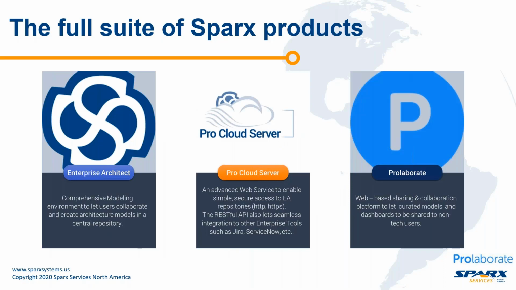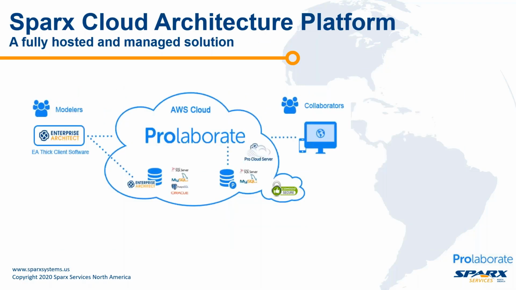The Sparx Cloud Architecture Platform includes the full suite of Sparx products. It includes Enterprise Architect, the modeling tool. It includes the Pro Cloud Server to allow you to connect to your repositories remotely and integrate with third-party systems. It includes Prolaborate to enable you to curate your architecture content out to the entire enterprise, not just to your architects. Okay, so let's jump into it. What does this thing look like?